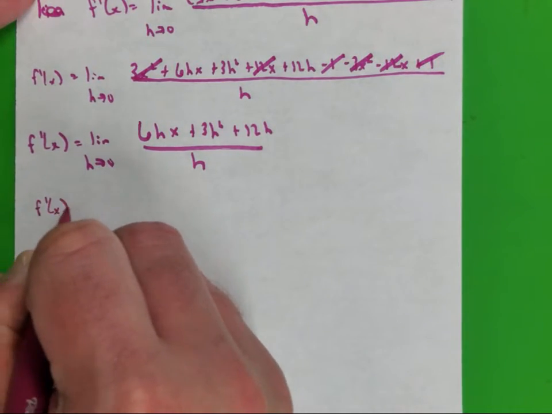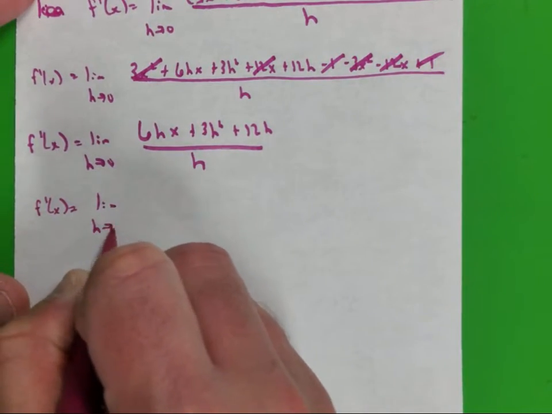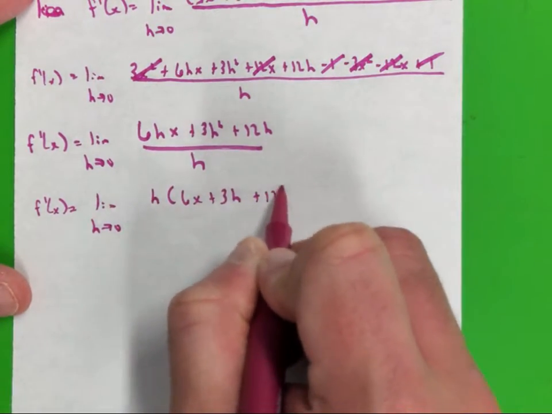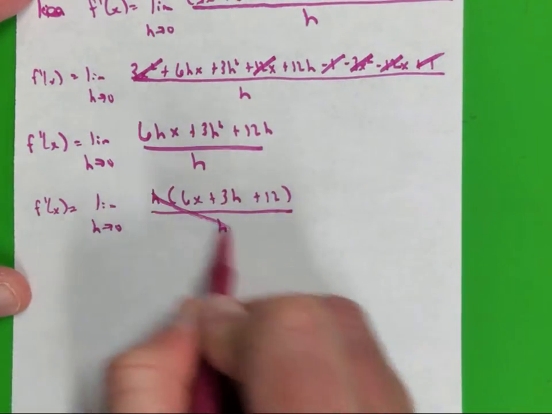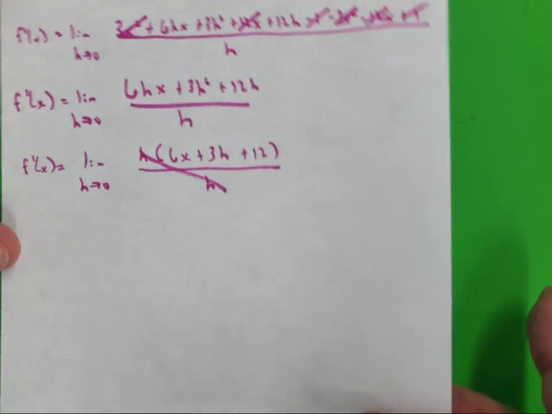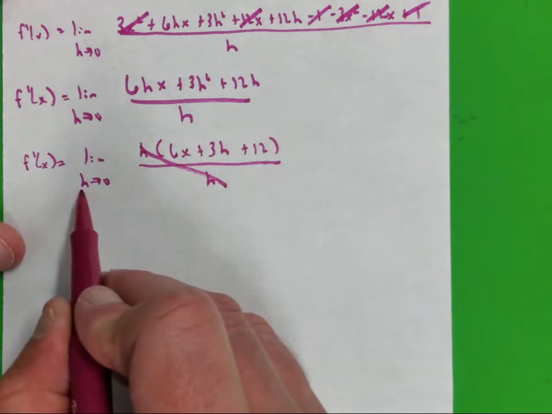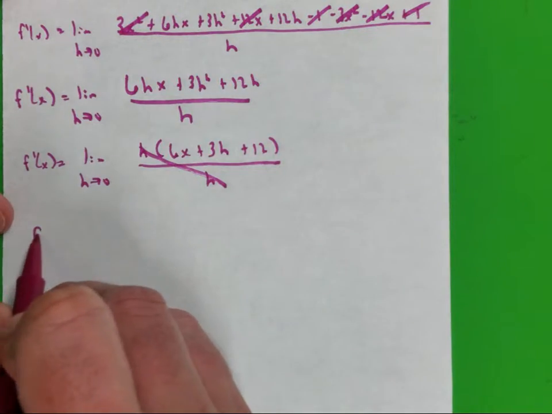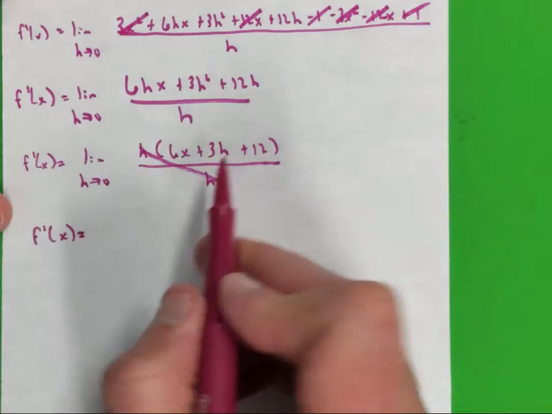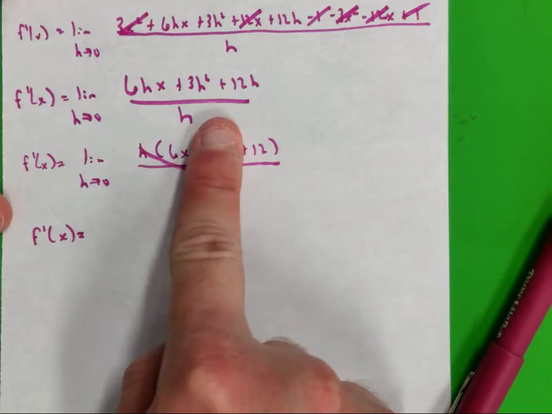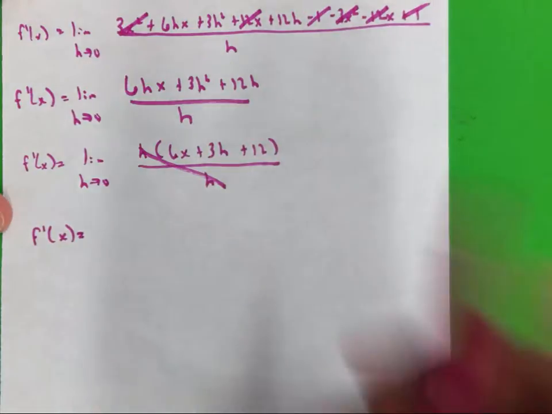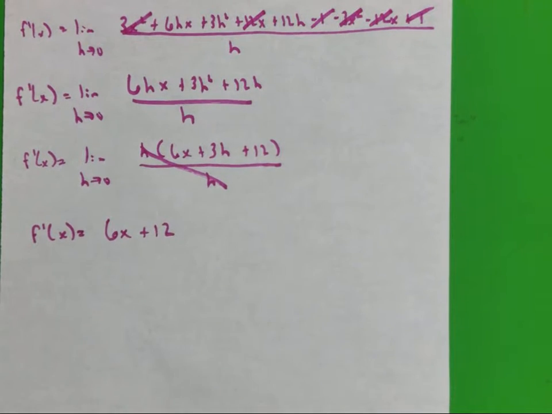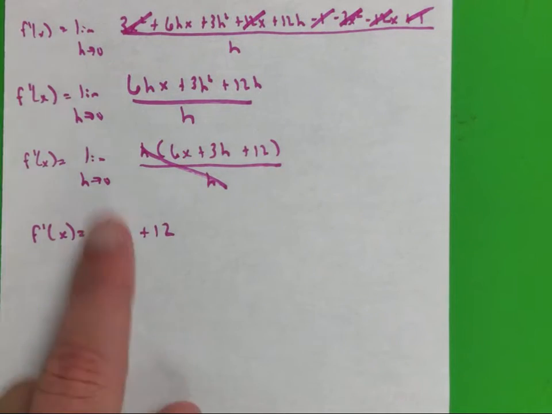So f prime of x equals the limit as h goes to 0, take out an h, cancels out. I'm going to plug 0 in because h is approaching 0. So I plug 0 in here. What's left in this? 6x plus what? If I plug a 0 in for this, it is gone, isn't it? So my derivative is 6x plus 12. Do y'all see that? Once your h's are gone, you're done with the problem, okay? So that is my derivative.